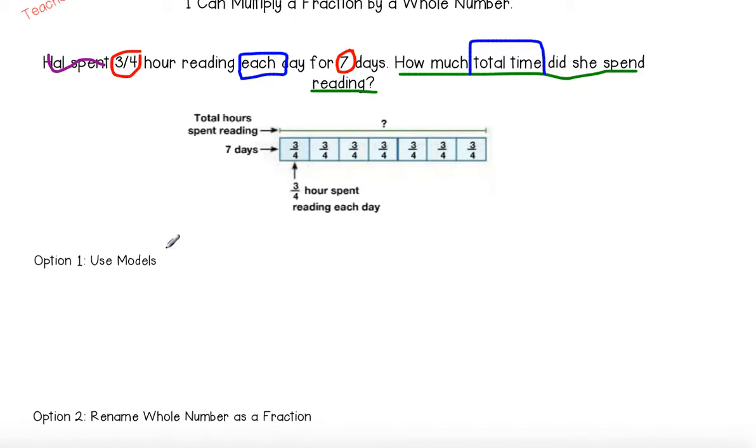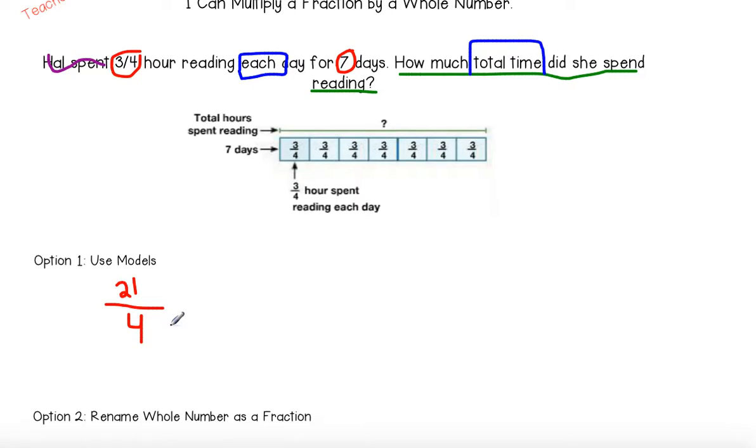Okay, so again, if you were using a model or repeated addition, you would see that all of these fractions have a common denominator, which means that you can just add the numerators together. So I have 3 plus 3 plus 3 plus 3 plus 3 plus 3 plus 3 is 21. And I know that I leave my denominator the same, which is 4.